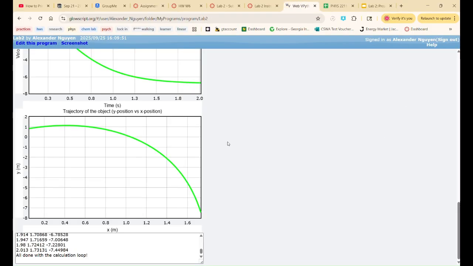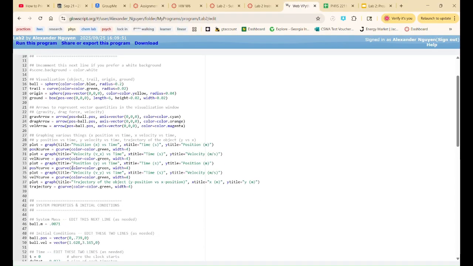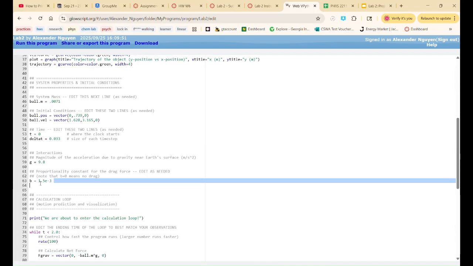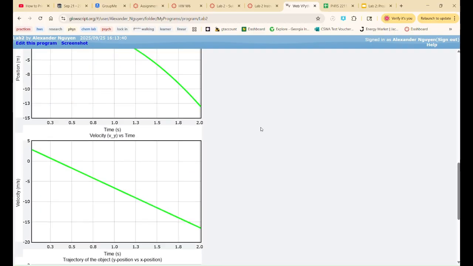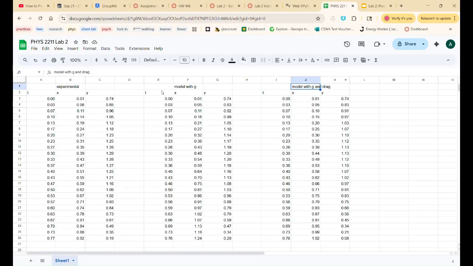For the first computational model, make sure you set this equal to 0, so there's no drag force. And I used the momentum principle, F net equals Fg, because you only had the force of gravity pulling it down, and that was (0, mass times g, 0). And I updated the rules in the loop, as shown here. And that gave us this data that I plugged into Excel right here.